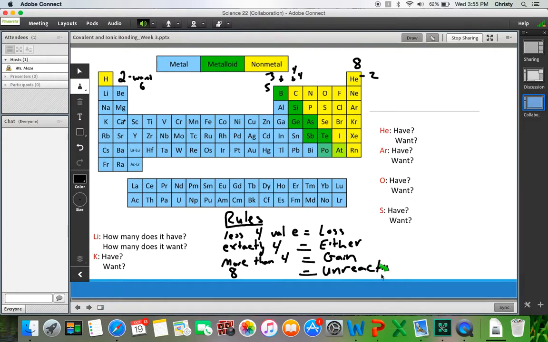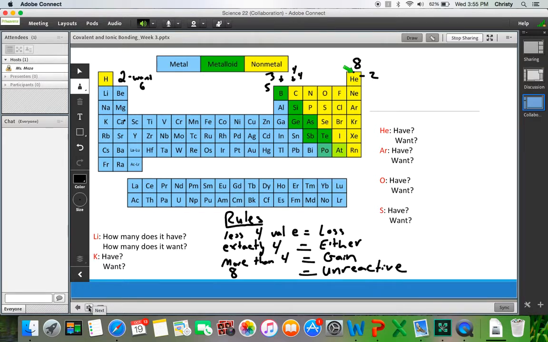If I told you earlier that atoms basically bond together to get full valence electrons, and they're in this last column over here, these are all full. So they're highly unreactive, which means they're happy, and it's not very likely that they're going to easily bond with another atom of the same type. Okay? So these are the rules in determining whether they're going to lose, gain, go either way, or be unreactive.